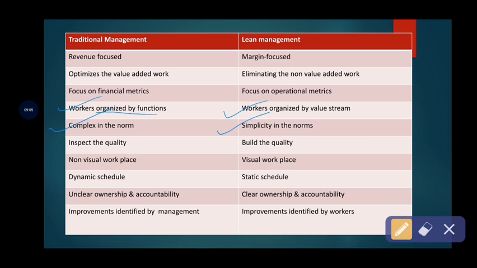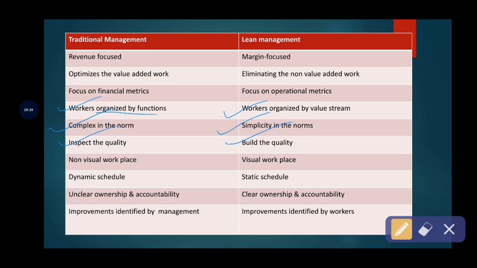And in the traditional management, it inspects the quality, but under lean cost management, it tries to build the quality. In the traditional management, there are no steps to build the quality. After producing the product, it will inspect the quality. But under lean cost management, it improves the quality. So this is very important for the business organization.